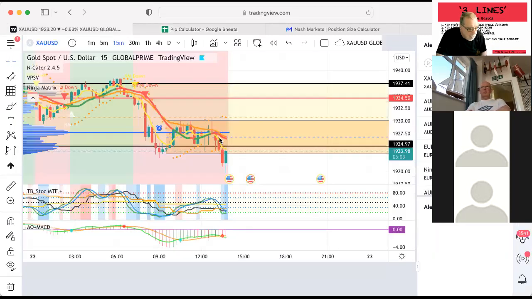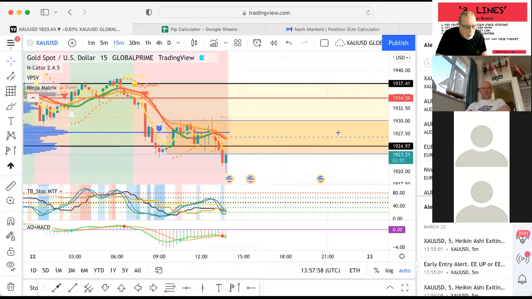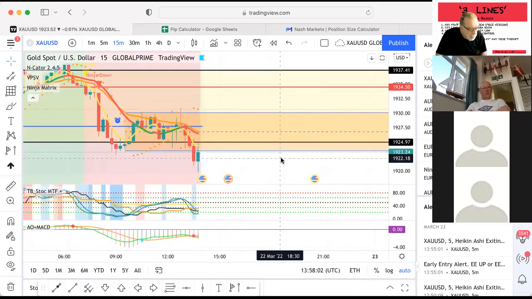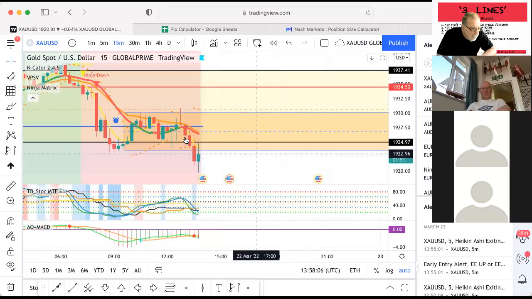Let's just go back and have a final look at the price. It's still not telling us a great deal. If we got in for a sell, we would have been taken out, I guess. So patience pays.